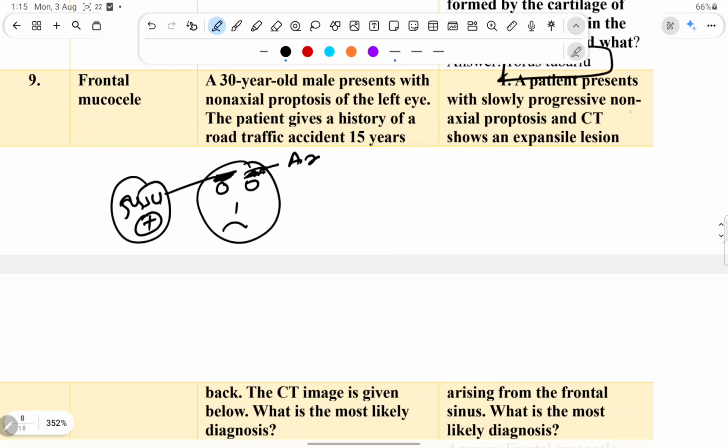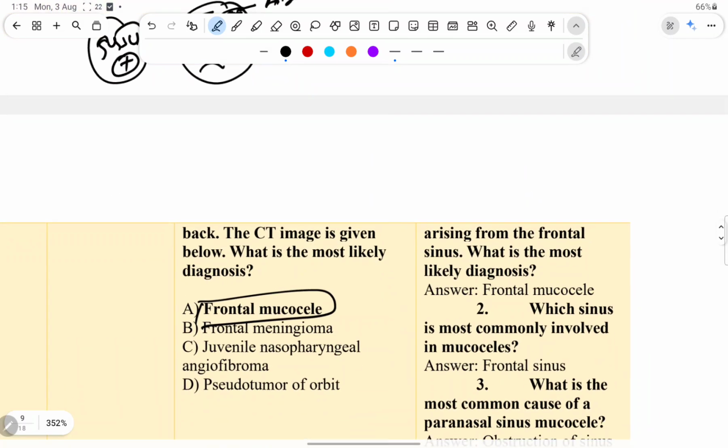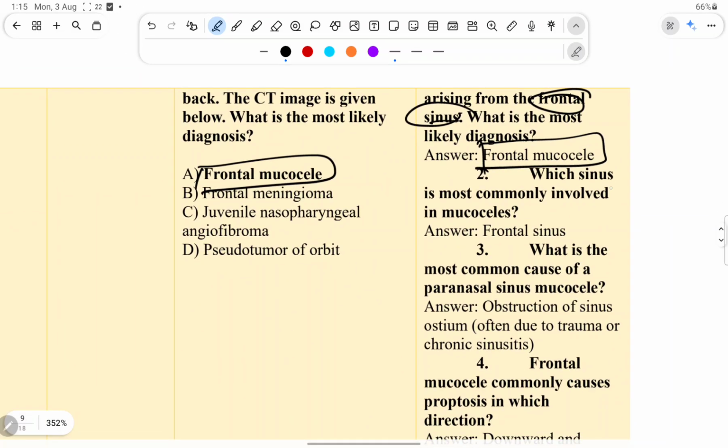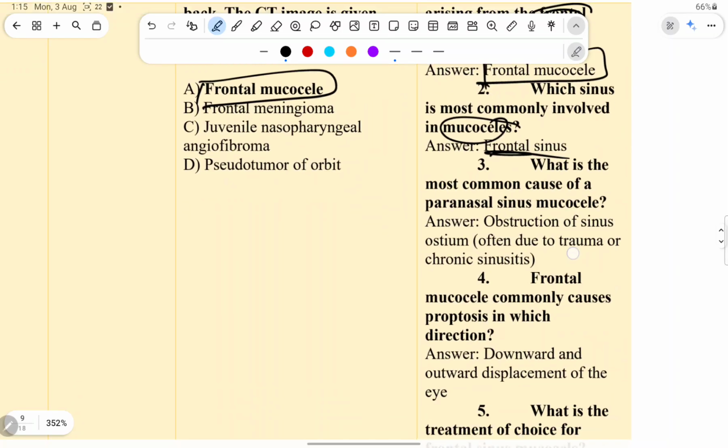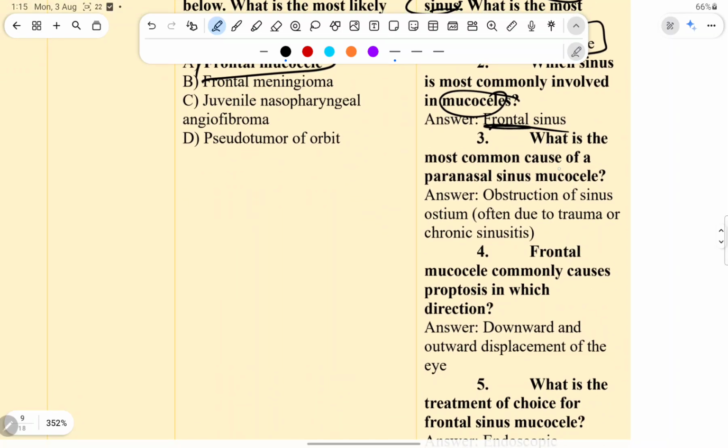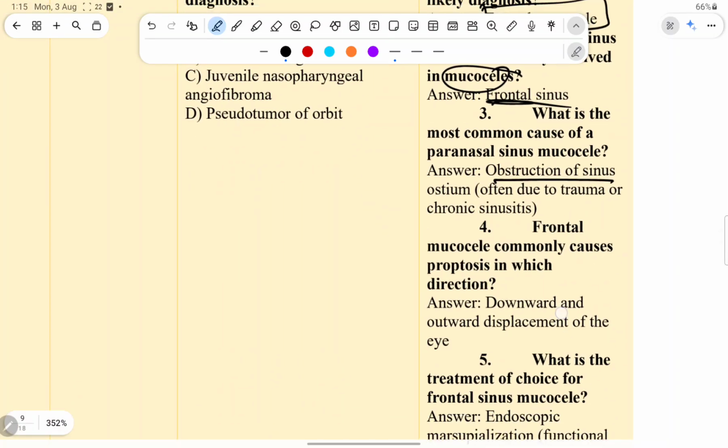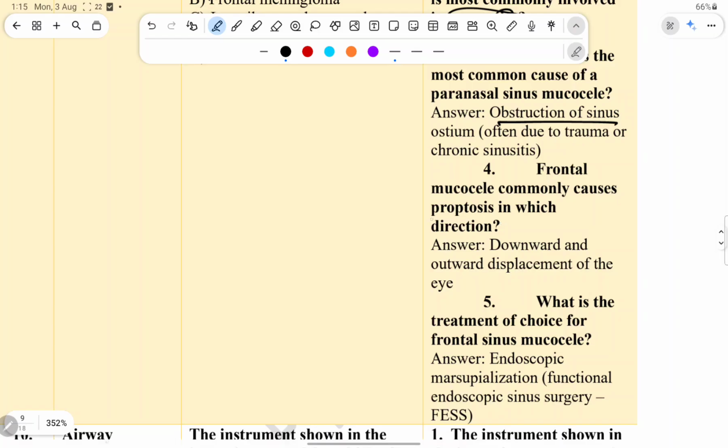The patient presents with slowly progressive non-axial proptosis, and CT shows an expansile mass in the frontal sinus. Here frontal mucocele is most common. Which sinus is most commonly involved in mucocele? The frontal sinus, which is the most common cause of paranasal mucocele, due to obstruction. Frontal mucocele commonly causes proptosis in which direction?